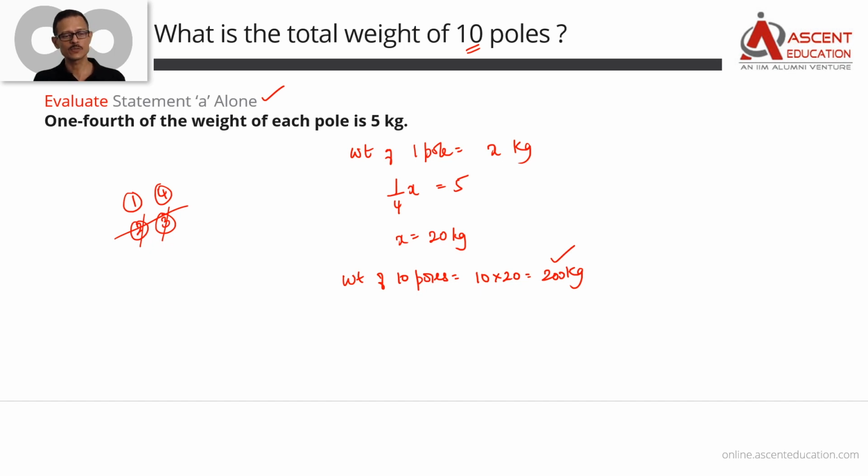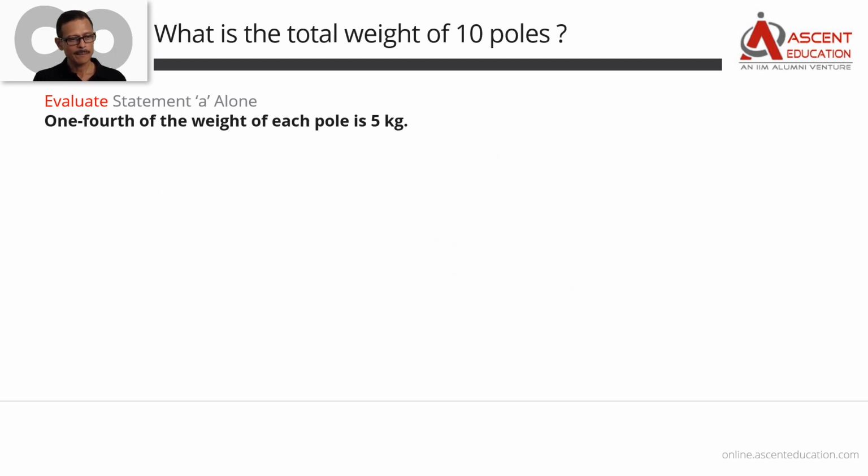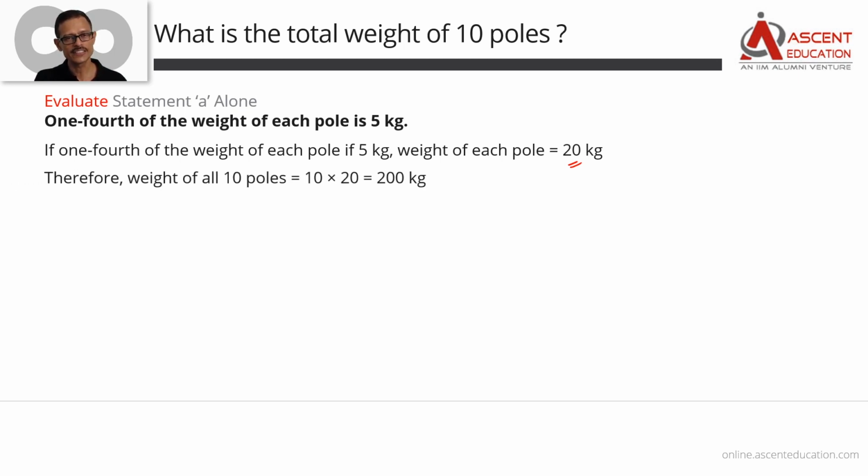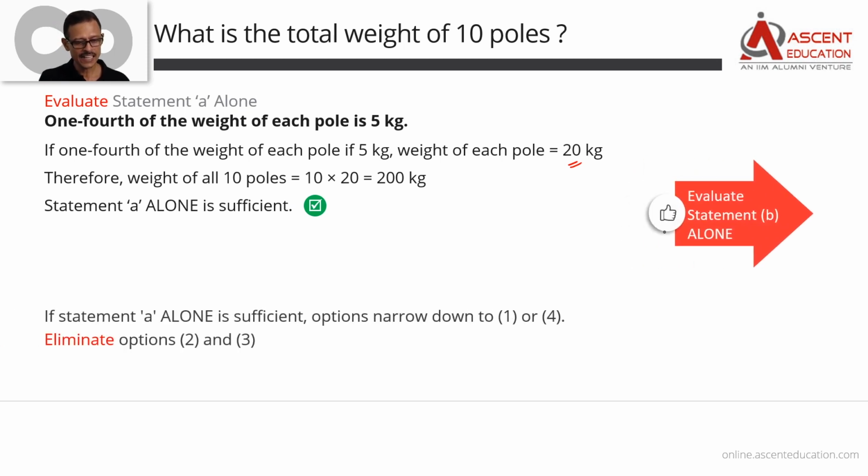Quickly summarize it at this point before we go on to statement B. Right, we'll summarize it. 1/4 of the weight of each pole is 5 kgs, which means the weight of one pole is 4 times that, which is equal to 20 kgs. நம்ம கேள்வி என்ன? Weight of 10 poles, each of which has the same weight. So 10 poleஓட weight is going to be equal to 200 kgs. Statement A alone is sufficient.